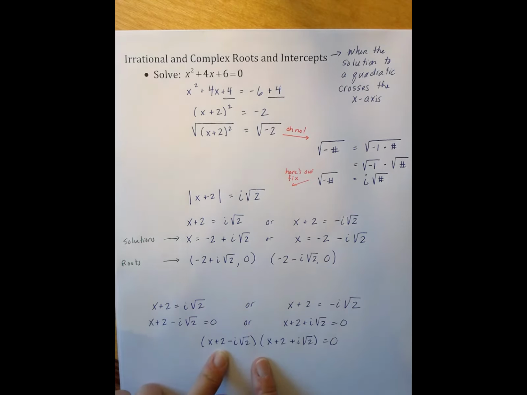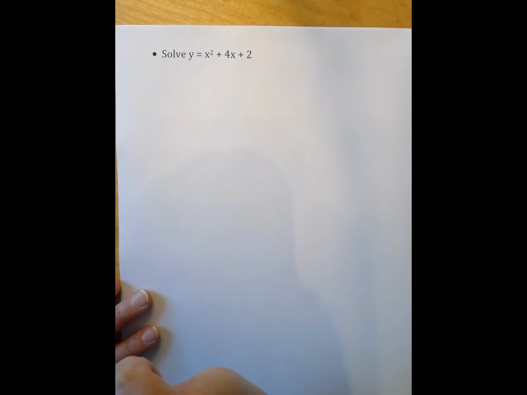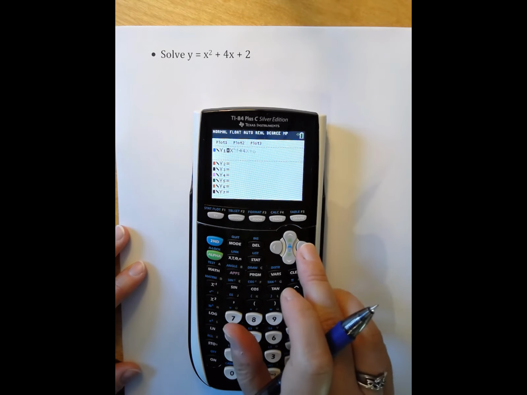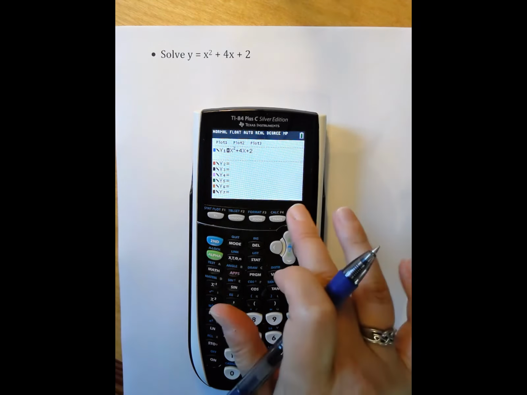Let's look at a second example. So, again, this doesn't factor, so I'm going to first graph it, just to get a sense of where the function sits. So y equals x squared plus 4x plus 2. I graph it. Look at that. In this case, it does cross the x-axis. So these are intercepts. Also roots.